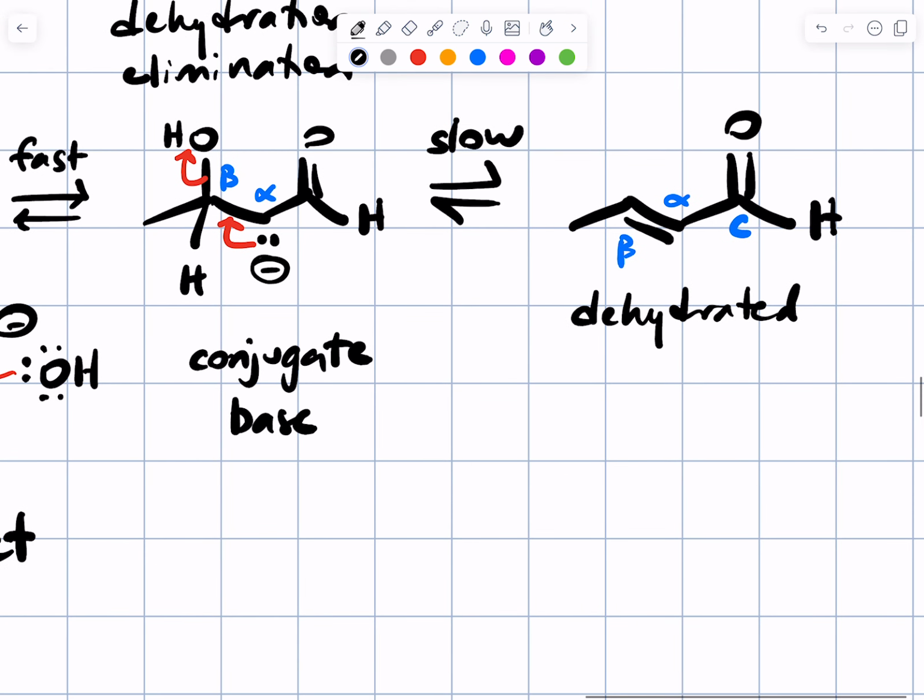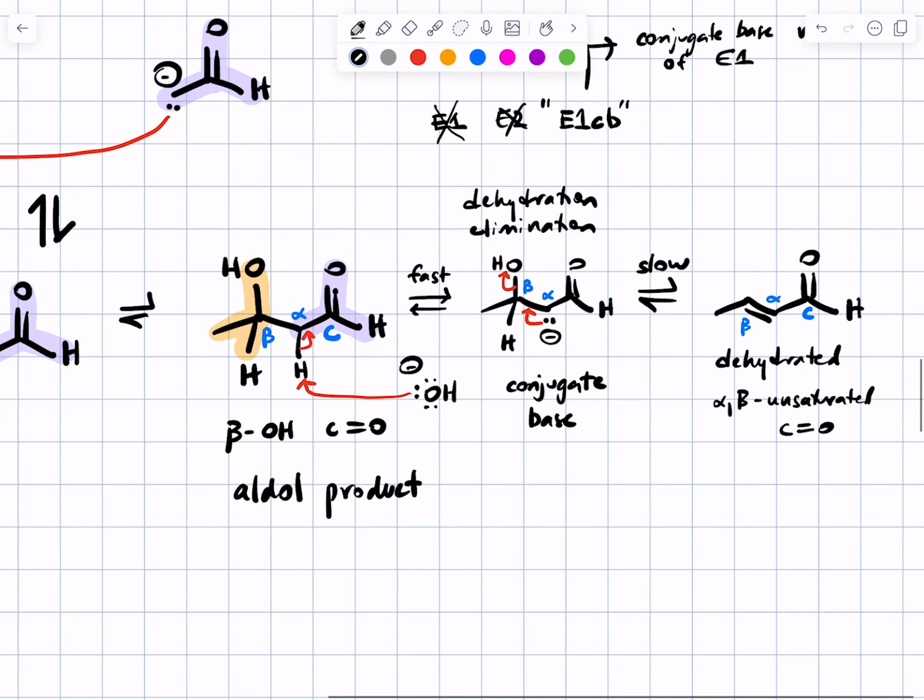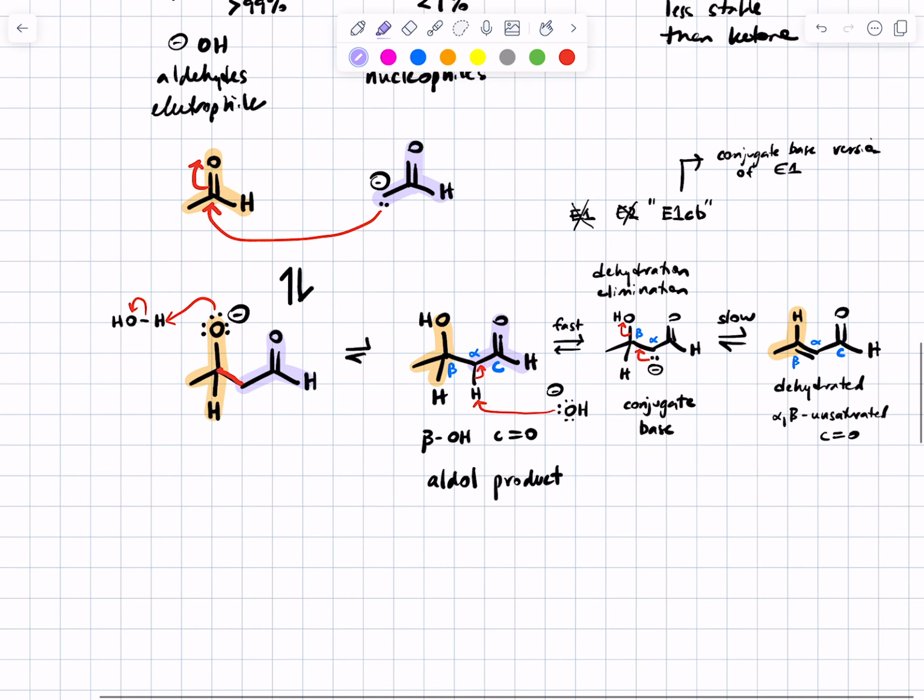And we could also call this an alpha beta unsaturated carbonyl compound. And in that alpha beta unsaturated carbonyl compound, I guess I'll draw the hydrogen there. These atoms in orange came from the electrophile originally, our aldehyde, and these atoms in purple came from our enolate.